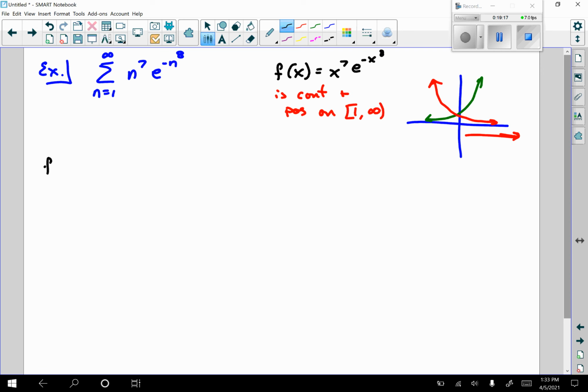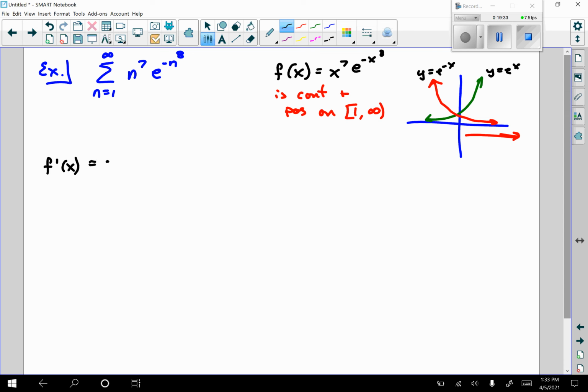Now we need to figure out what f prime of x is. We need to determine if this is increasing or decreasing. So again, this is y equals e to the x, y equals e to the negative x. That's not the entire function. I just wanted to go over the behavior of these two. So we're going to use the product rule here.